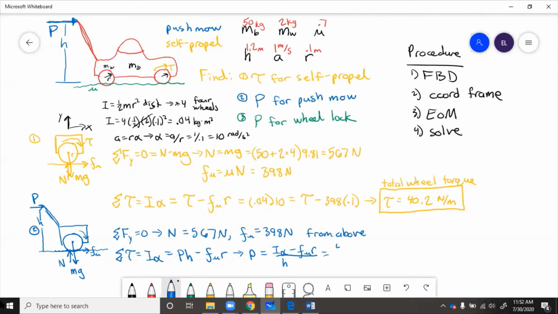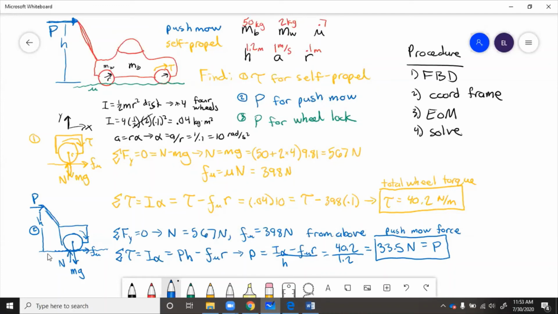So this is going to be 40.2 over 1.2, which equals 33.5 newtons. So this is push mow force. So 33.5 is really not too bad.